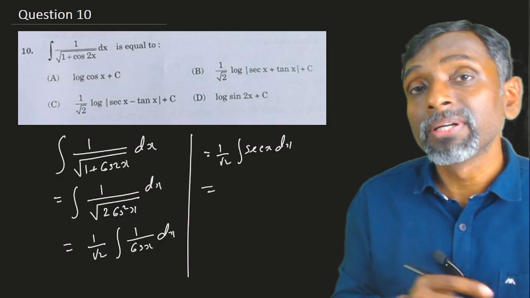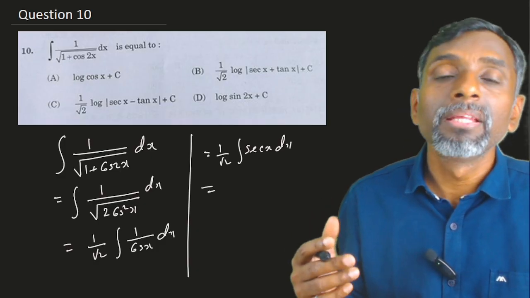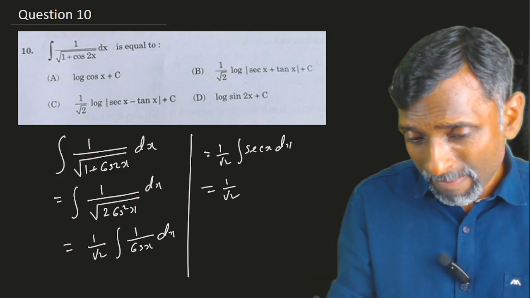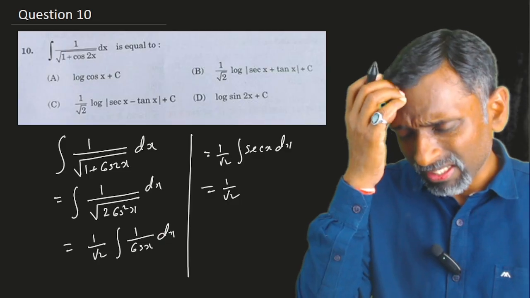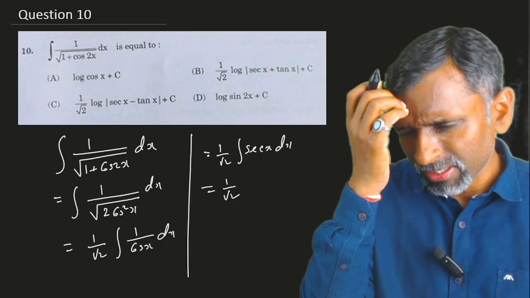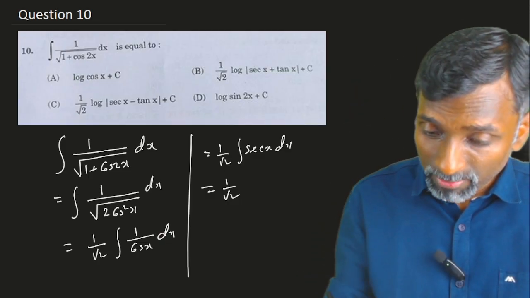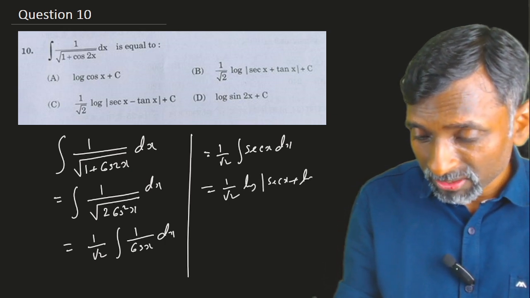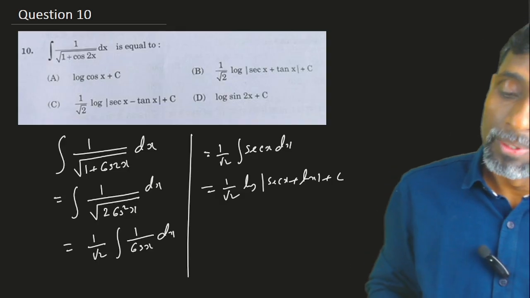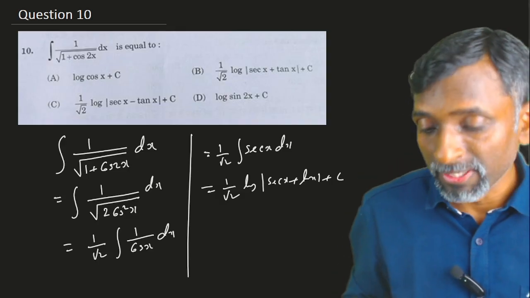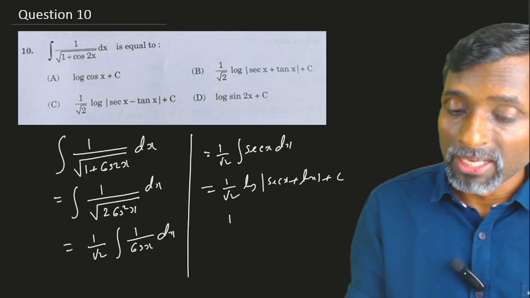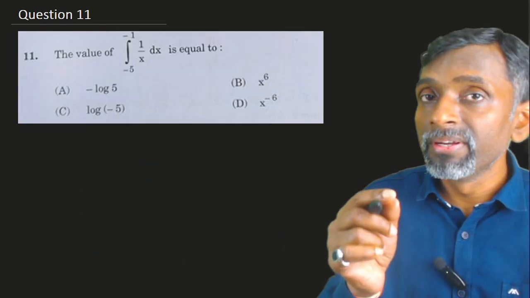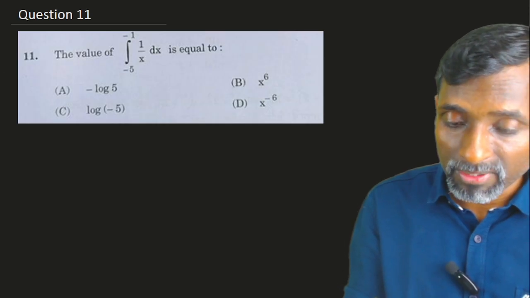What is the integration of sec x? It is log sec x plus tan x. So we got the answer. 1 by root 2 multiply, sorry, sec x plus tan x, I think. So it is 1 by root 2 log sec x plus tan x. Yes, because if we are differentiating log sec x plus tan x, it will be sec x only, right? Yeah, by chain rule. Very good. So we got the answer, option number B. Fine. Okay, let's do question 11. It is a definite integration question, but now you can put the value.